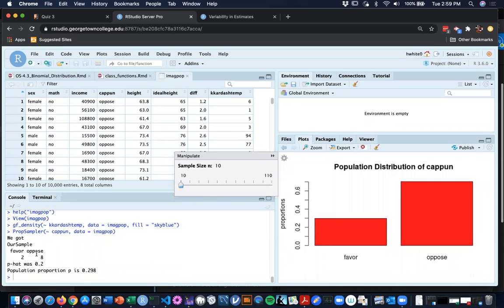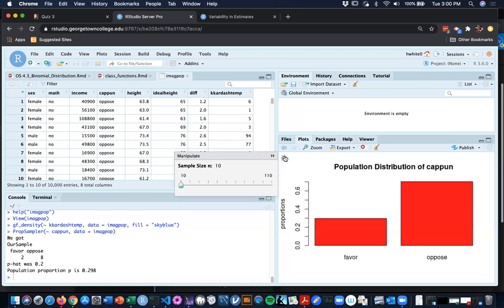Down in the console, our first statistician has walked up to this population and taken a sample of size 10. And it says what happened in their sample. 2 out of the 8 favored capital punishment. The p hat was 0.2. And it cues us into what the p really was. It was actually 0.298. The height of this bar here was really 0.298. And so the p hat was not that far off of the real p. The statistician will never know that, but we can see that.